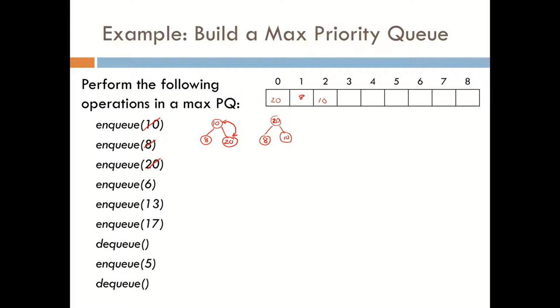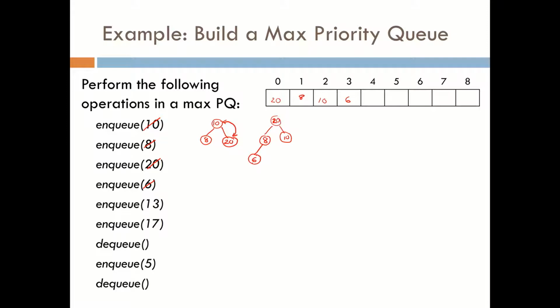Let's see if we have our heap order property. 20 is greater than both 8 and 10, and 8 and 10 have no children, so we have a complete binary tree. It's actually full as well, and we have our heap order property restored. Let's enqueue 6 at the end, extending our tree. That looks like this.